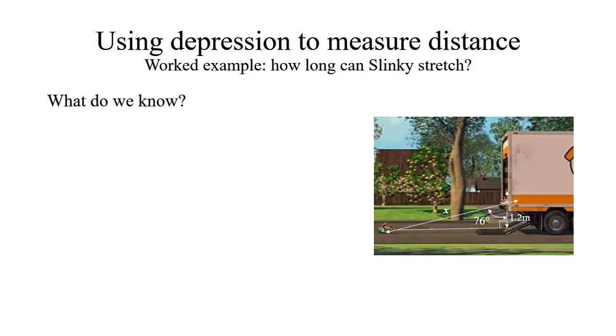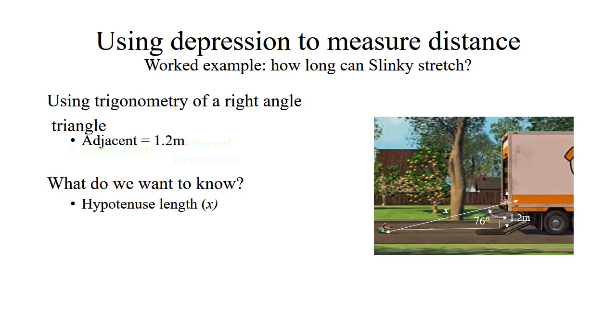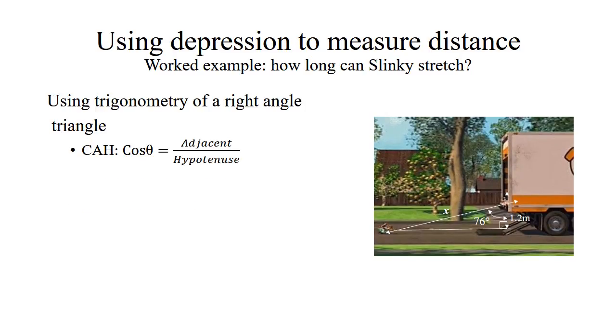So I'll review now: what do we know? We know that theta of our working triangle is 76 degrees, and our adjacent measurement is 1.2 meters. What do we want to know? So we want to know the length of the hypotenuse, which is x. How are we going to do this? We're going to remember back to the trigonometry review, and CAH comes to mind, so cosine theta is equal to the adjacent over the hypotenuse.